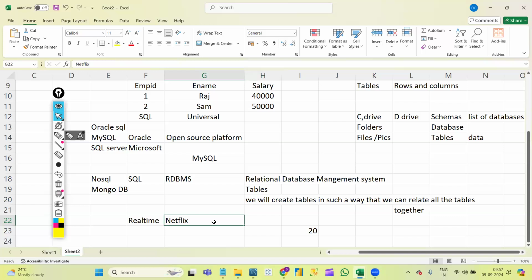I'm going to use the Netflix database, or I can say an OTT platform database, whatever database I'm going to use.